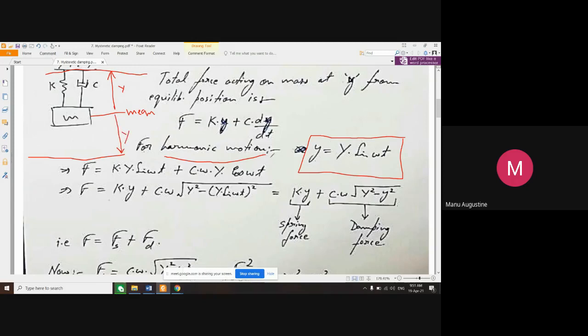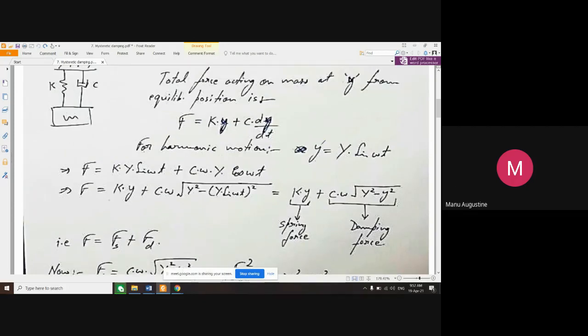So if motion is harmonic, your general variable y, which represents the displacement at any given instant of time t, can be represented by capital Y sine omega t. This is the characteristic of a harmonic motion. If your motion is harmonic, you can consider it like that. Now, if you put this y in this equation, here you have to differentiate it with respect to time. You can see that this force comes out equal to this expression.